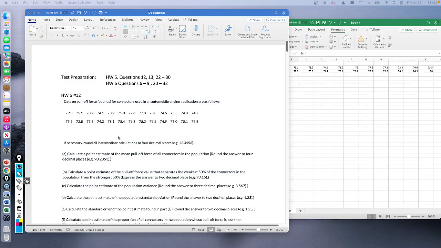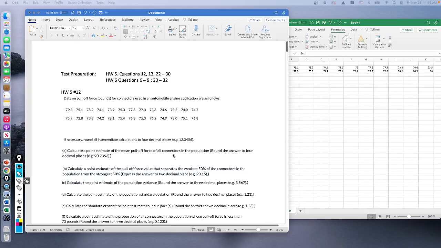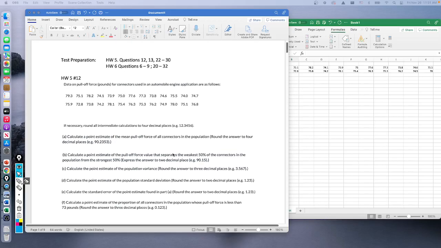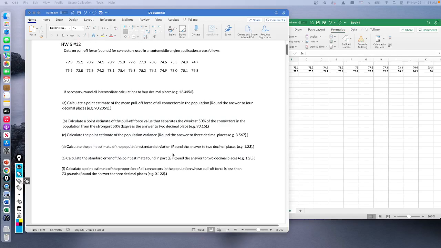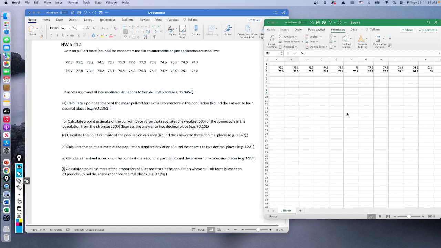We're going to look at number 12 from the homework and work through this. So first of all, we've got some data here. Pull force for connectors used in automobile engine applications are as follows. We're asked to calculate a point estimate of the mean pull-off force for all connectors in the population. Notice this is a sample, so the way we would get an estimator would be to find the mean of the sample, and that should estimate the mean of the population.